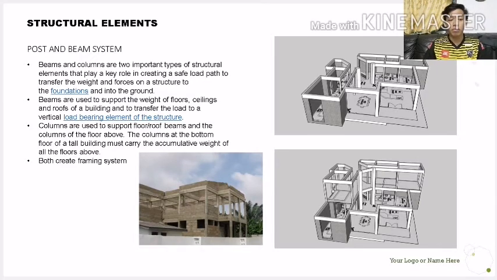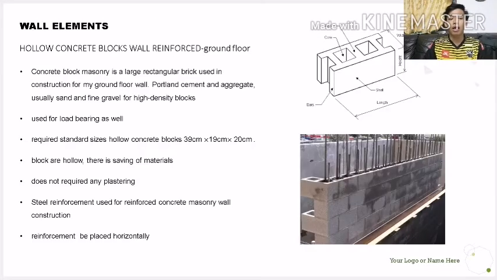We take a look at the wall elements. At the ground floor, I have hollow concrete block wall, reinforced. It is a large rectangular brick used for my ground floor walls, which needs no plastering, and is used for load bearing as well. The standard size for hollow concrete block is 39, 19 and 20 cm, and because it is hollow, it can save material. Steel reinforcement is used vertically for the construction.